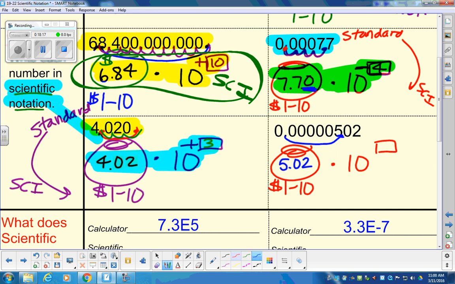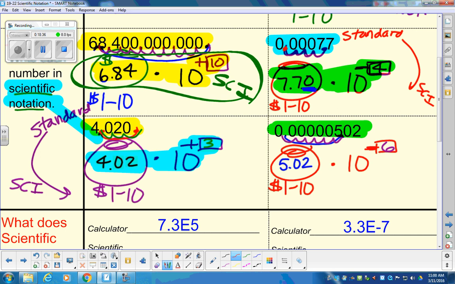When I do that, I have to adjust the power. So I'm going to move it 1, 2, 3, 4, 5, 6 places. Now, many kids think I moved right, so it must be a positive exponent. But we have to look at the original problem and say, hey, that's super, super tiny under a microscope.